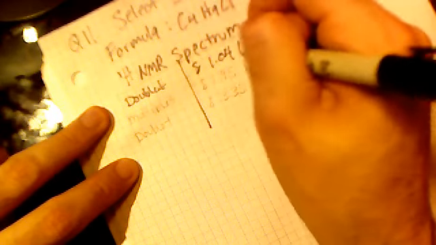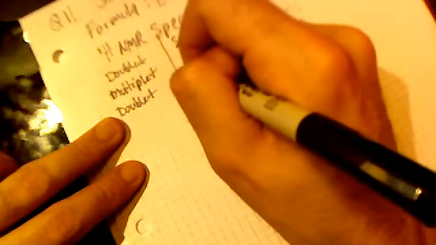It's a doublet. There's a doublet at chemical shift 1.04, and it's 6 hydrogens. There's a multiplet at chemical shift 1.95, and it's 1 hydrogen. And then there's a doublet, and the chemical shift is 3.35, and it's 2 hydrogens.